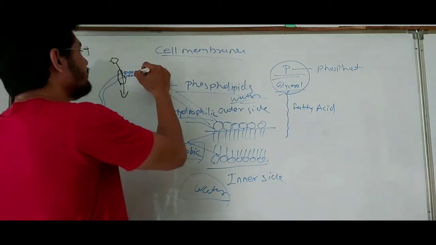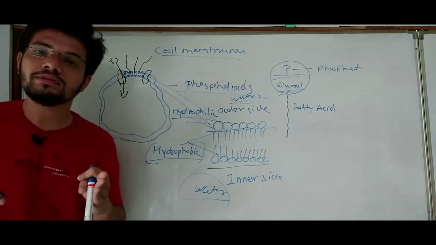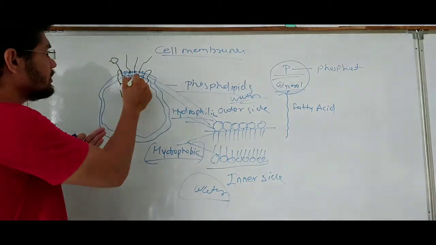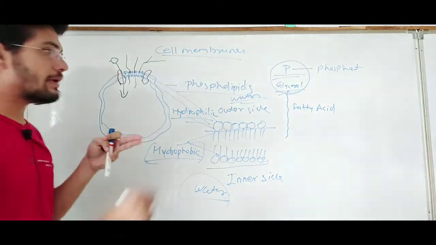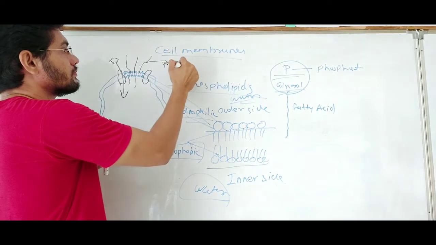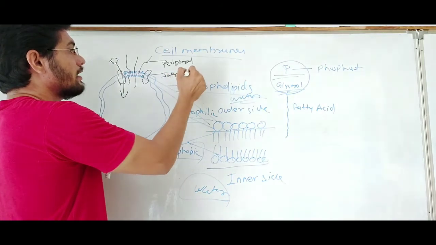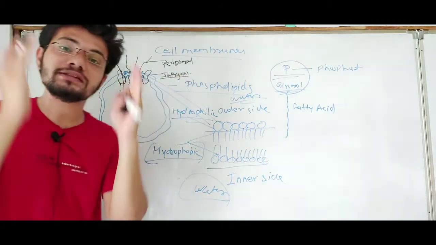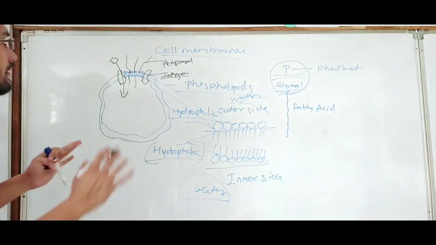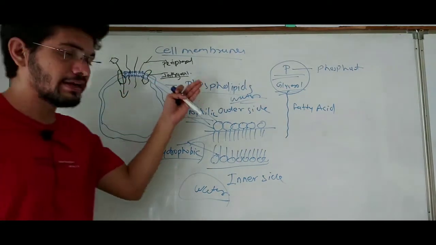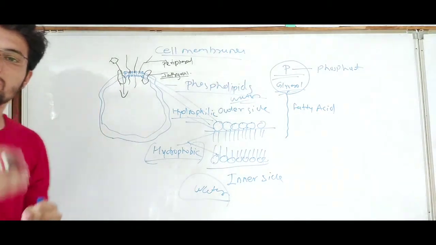Some peripheral proteins are also seen on the surface of the cell membrane. These are known as peripheral proteins, and these others are known as integral because they are not on the surface; they are buried in the cell membrane. So basically the cell membrane is made up of lipids, mainly phospholipids, and there are also some proteins present which help in cell transport.